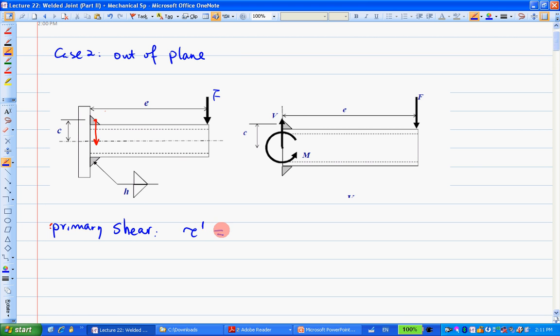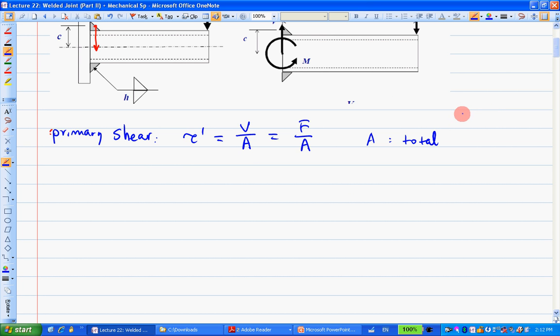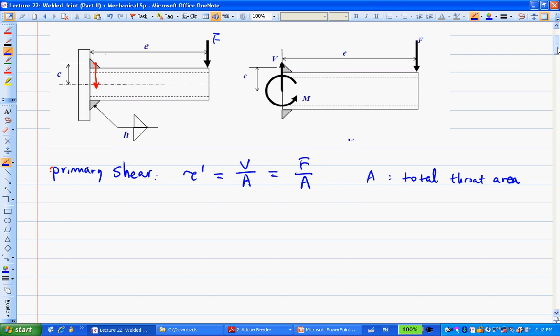First, primary shear. We still use tau prime for the primary, and that equals V over A, so basically F over A. What the A here represents is the total throat area, or the area of the total welded area. If you recall, we use a table to find this A, or you can just use hand calculation. I'll show you the table shortly. So that's tau prime there.